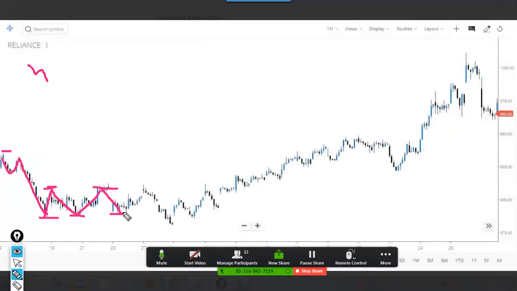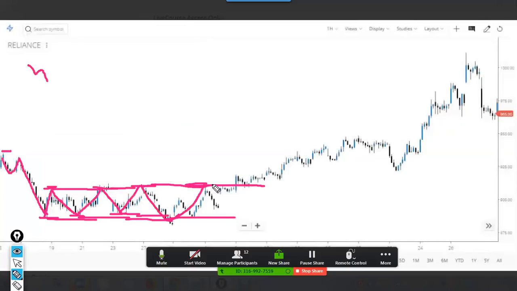Again we move up, and again we come down to the same layer where the price was falling. So overall this was a flat market structure. Again from here we move up, we go up to the same layer. So far we are still in the flat market structure.